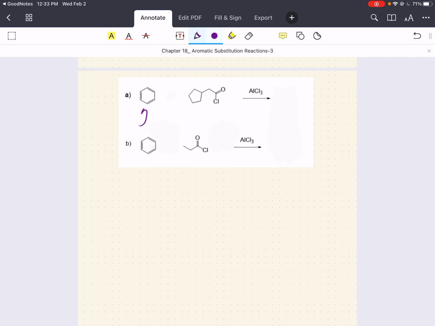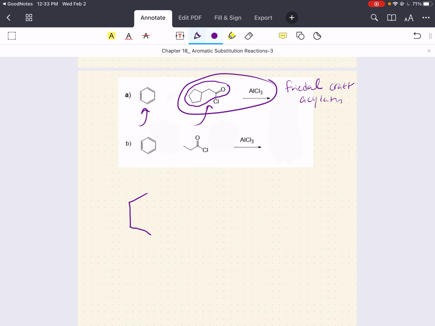All right, we have this benzene ring, and we're going to treat it with these two reagents. This looks like a Friedel-Crafts acylation. So we know what happens here. In short, we are going to attach this group right here to our benzene ring. We're going to be attaching this group to our benzene ring. And the product that this is going to give us will look like this.